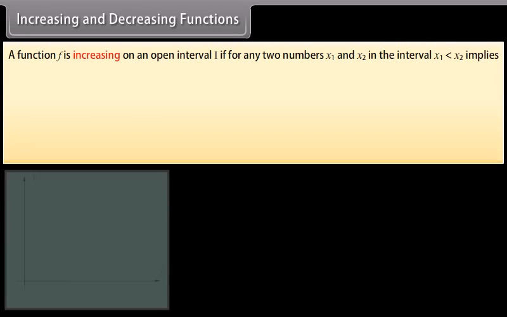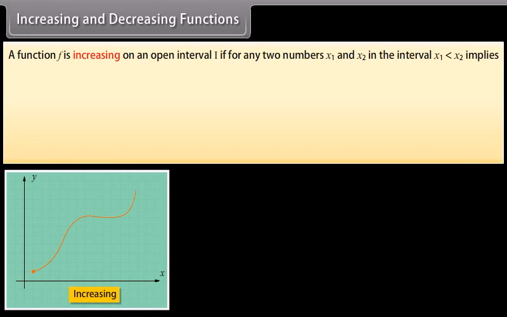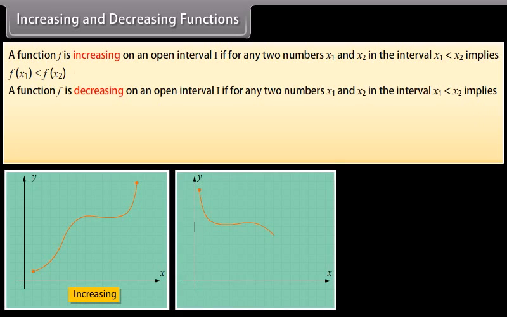Increasing and decreasing functions. A function f is increasing on an open interval I if for any two numbers x1 and x2 in the interval, x1 less than x2 implies f(x1) is less than or equal to f(x2). A function f is decreasing on an open interval I if for any two numbers x1 and x2 in the interval, x1 less than x2 implies f(x1) is greater than or equal to f(x2).